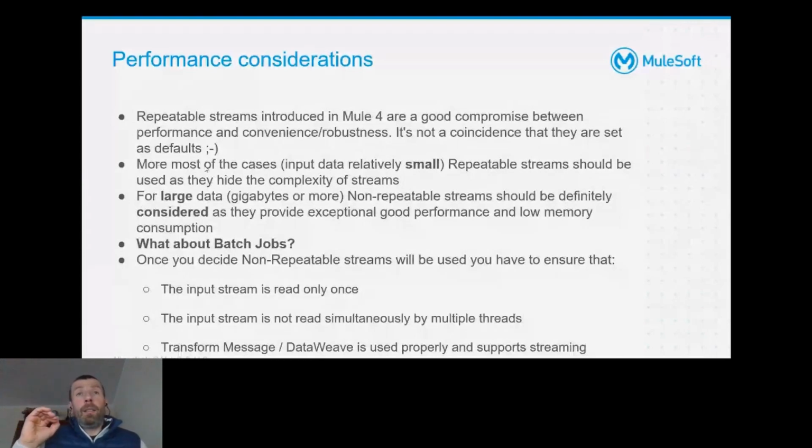For some cases, when the data is large and it is suitable to be processed as a stream, as I mentioned, there are also some constraints like the type of the data: JSON, XML, CSV. We can definitely consider it. I'm not saying that we should definitely choose it. We should consider non-repeatable streams for this kind of processing. We might end up with good performance.